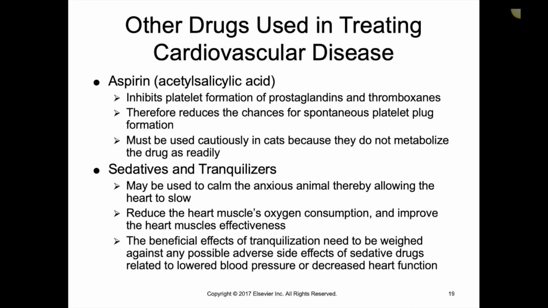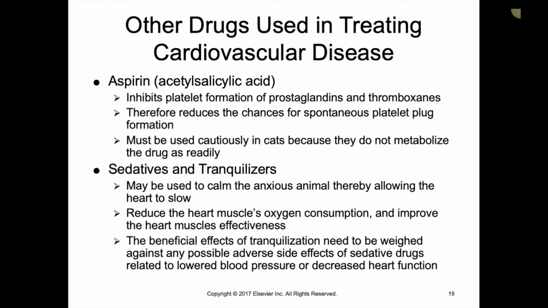Then we have some other random cardiovascular drugs, or drugs that affect the cardiovascular system or affect the clotting factors of the system. So we have aspirin, which is acetylsalicylic acid, ASA. This inhibits platelet formation of prostaglandins and thromboxanes. Therefore, it reduces the chances for spontaneous platelet plug formation. It must be used cautiously in cats because they don't really metabolize this drug very well at all, and it can become quite nephrotoxic, so kidney toxic.